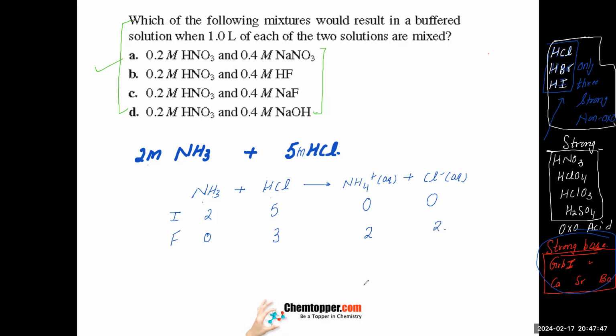Is it a buffer? Check finally what all is there. Do you have the weak base? Do you have ammonia? Ammonia is 0, HCl is 3, ammonium is 2. So we have HCl and we have the conjugate acid. This is the conjugate acid of ammonia, right? So here right now I have acid with acid, acid with acid, no buffer.